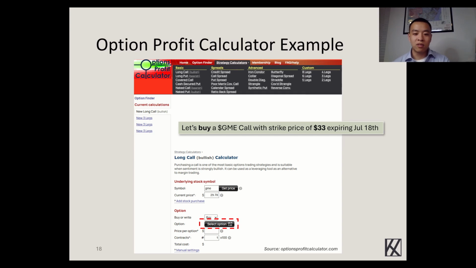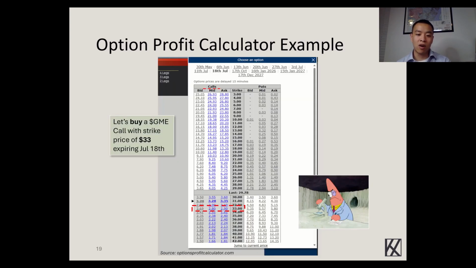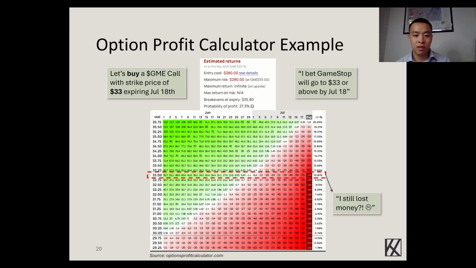Let's do an example using a free website called Option Profit Calculator. You can find it at optionsprofitcalculator.com. But let's see the returns that we can get when buying or selling options. So let's buy a GameStop call with a strike price of $33 expiring July 18th. So I look up GameStop, boom, hit on the options, go to the date at the top, I hit July 18th. I look on the call side, which is the left side, go all the way down to that $33 strike price, and I see a bid, mid, and ask. I'm just going to hit on the mid price. I'm going to hit calculate, and boom, this is what Options Profit Calculator will show me.